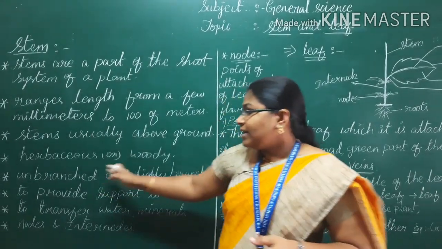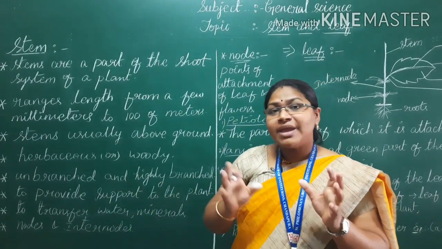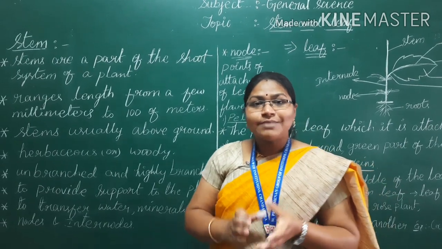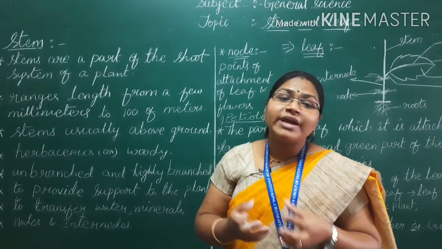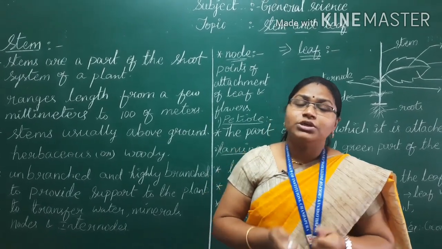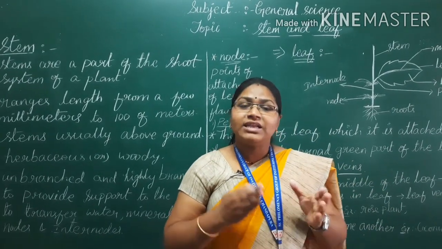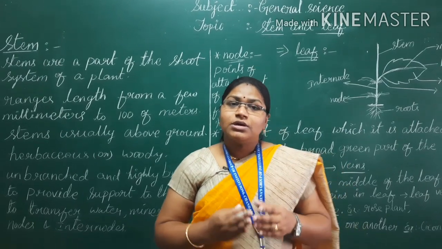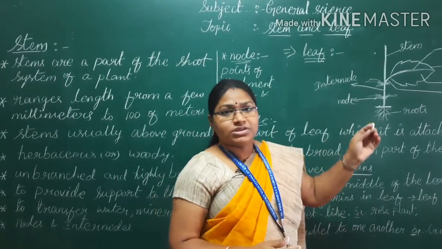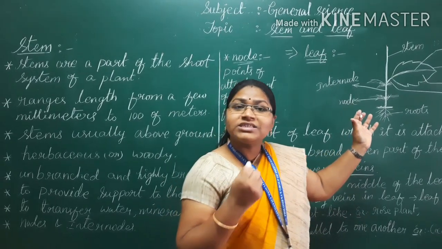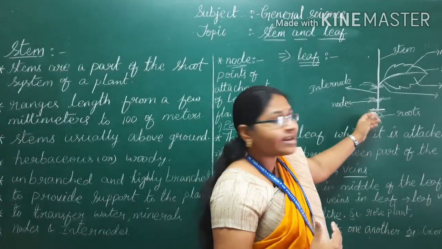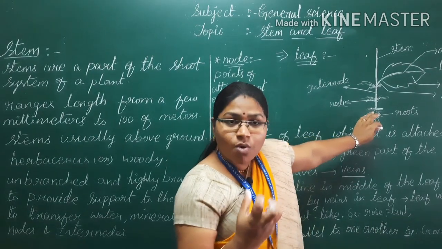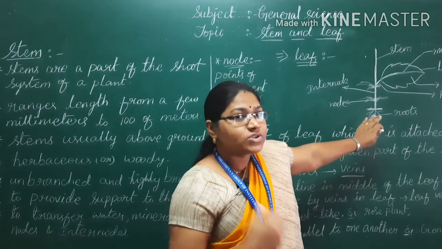Okay. So what is the main function of stems? The main function of the stem is to provide strength and support to the plant parts like leaves, flowers as well as the branches. So stems provide support to the overall plant, and the root will absorb water and minerals from the soil, correct?